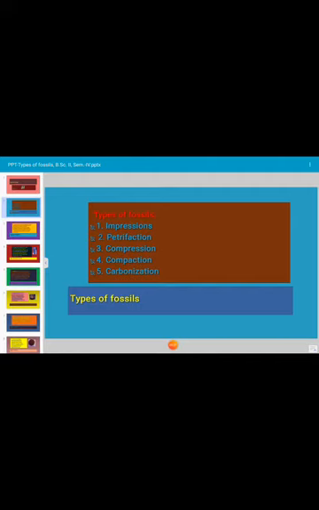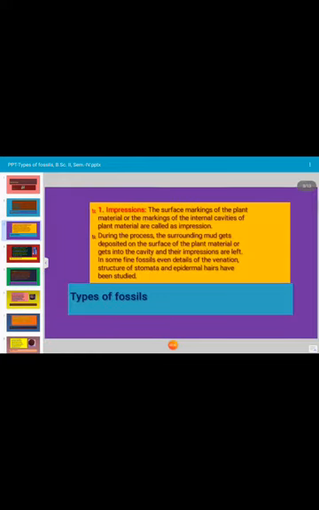Number 1, impression type of fossil. Number 2, petrifaction type. Number 3, compression type of fossil. Number 4, compaction, and carbonization. Let us see the details of each type of fossil. Number 1, that is impression.